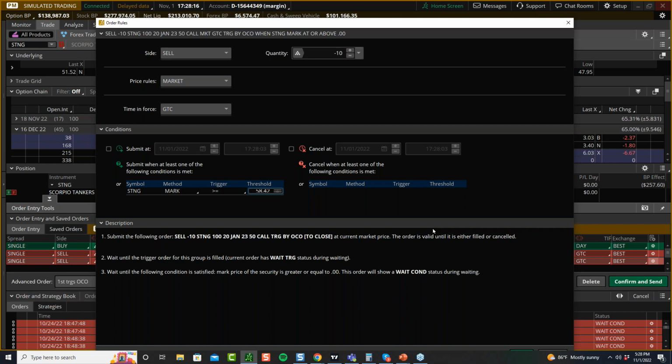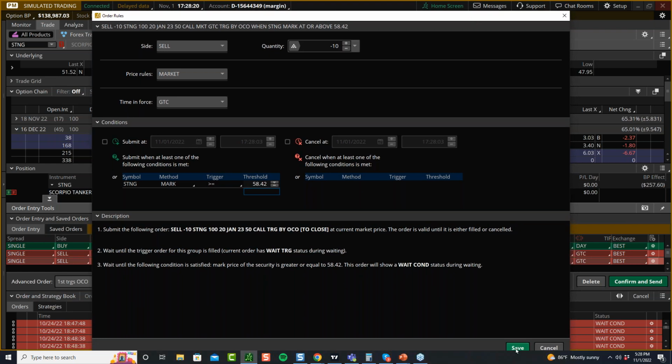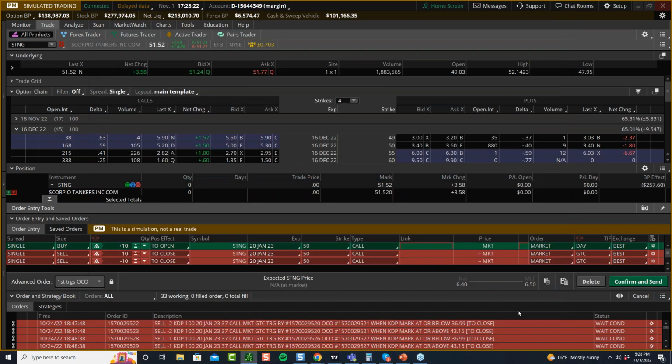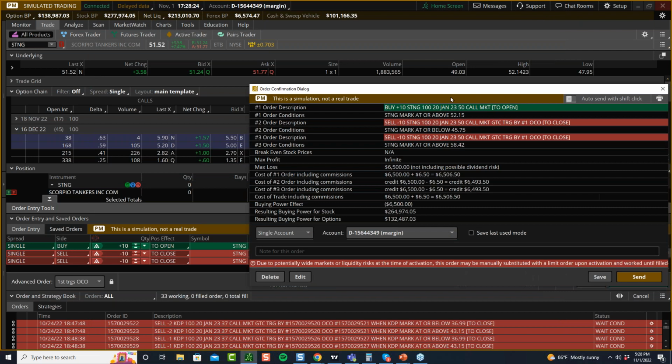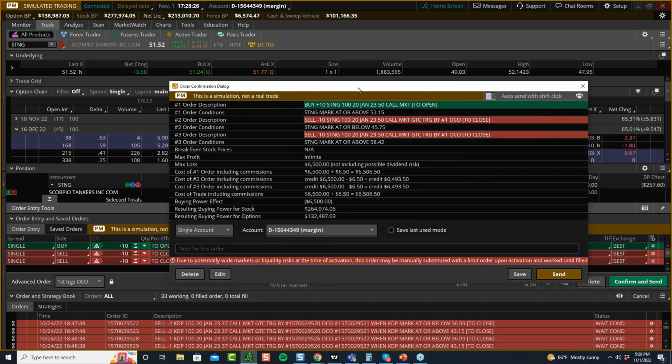58.42 is my profit target. So now I can do the same process, have the same pending entry order. Now the description looks different, okay, because we added contingencies, right? So we're going to buy these option contracts. I'm going to buy 10 contracts. Here's my strike price of $50.